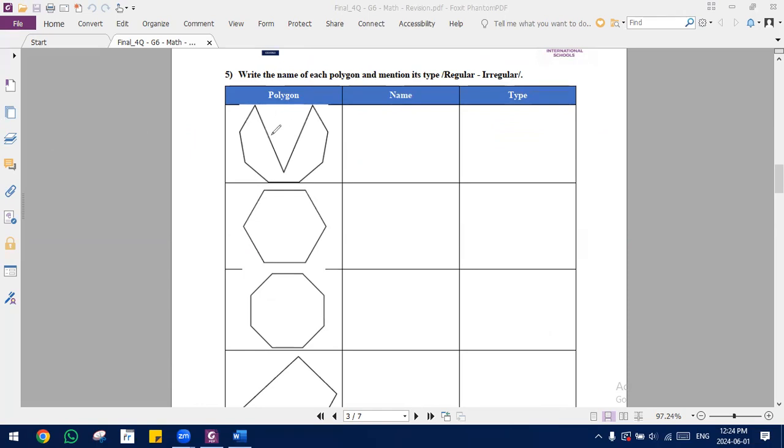So for example, the first one, 1, 2, 3, 4, 5, 6, 7, 8, 9. It has 9 sides. What do you call the 9-side shape? Nonagon. Is it regular? Are all the sides equal? No. So we say irregular.